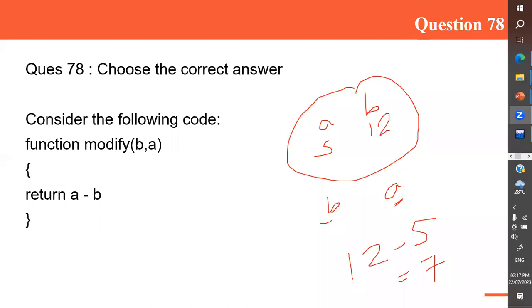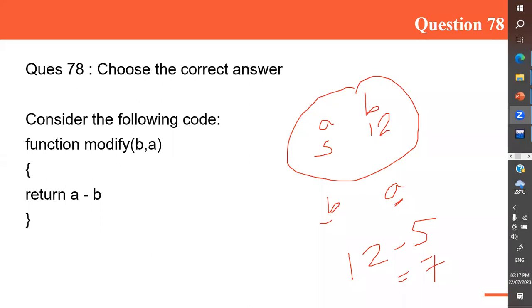Depending on the situation, they might ask us modify, they might ask us addition, they might do multiplication. Here I can write A into B. In that case, the output will change. Instead of writing A minus B, I can write A into B also. In that case, the output will change. That is used. They gave the code, and according to that only we are doing it.